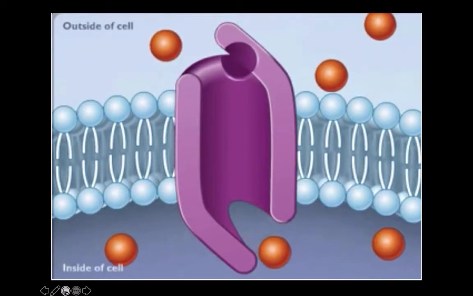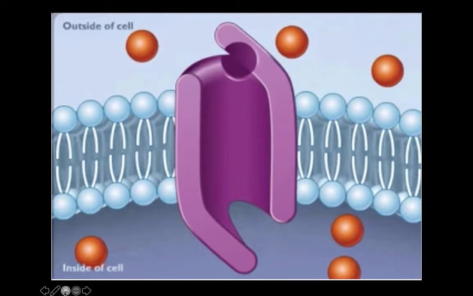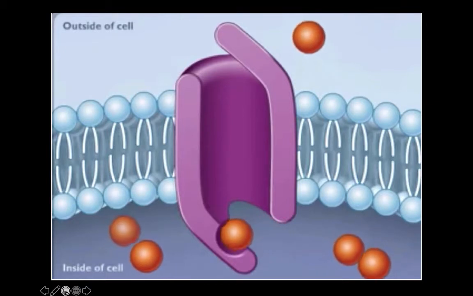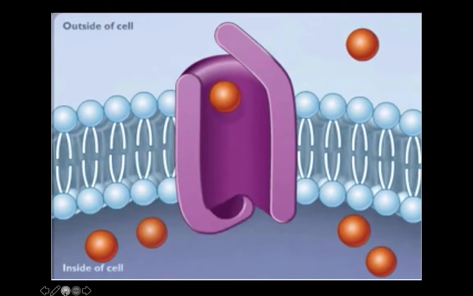The flow of particles such as amino acids, ions, proteins, or the like will be down the gradient. So that will mean out of the cell if the concentration of the particle is higher in the cell than the interstitial fluid that surrounds the cell, and vice versa.